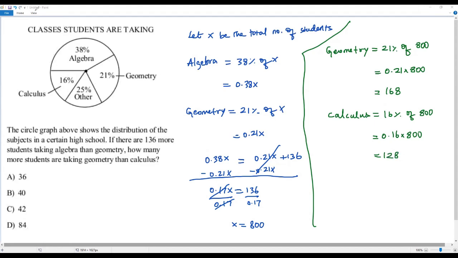Here I got the number of students who are taking geometry, that is 168, and the number of students who are taking calculus, that is 128. Our aim is to find how many more students are taking geometry than calculus. For that, we have to get the difference between these two values. Clearly, the difference between 168 and 128 is 40. That is, there are 40 more students taking geometry than calculus. The answer for this question is 40, and we find this 40 in answer choice B. The correct answer choice for this question is B.